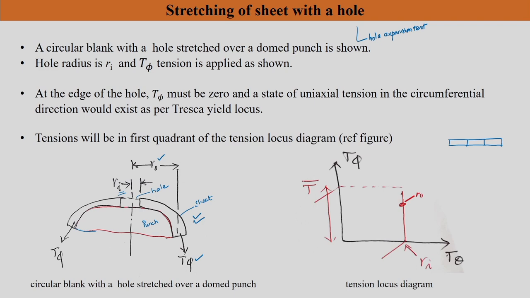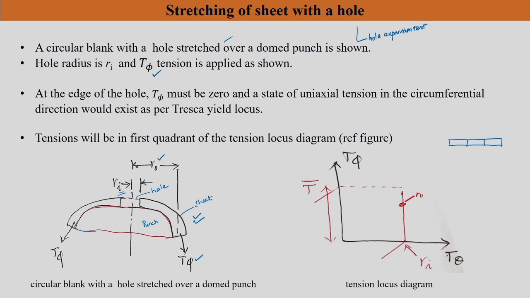So, when your hole is going to crack and formability will be over, is what you can find out from the hole expansion test. There are standards available, but here we are just giving you a schematic. A circular blank with a hole stretched over a domed punch is shown, hole radius is ri, and T phi tension is applied as shown.